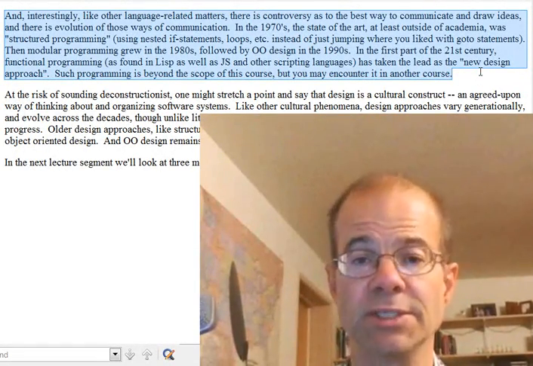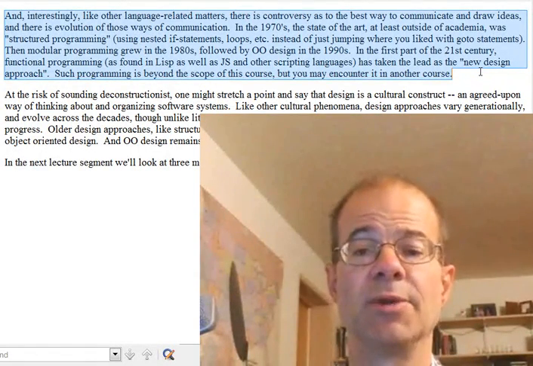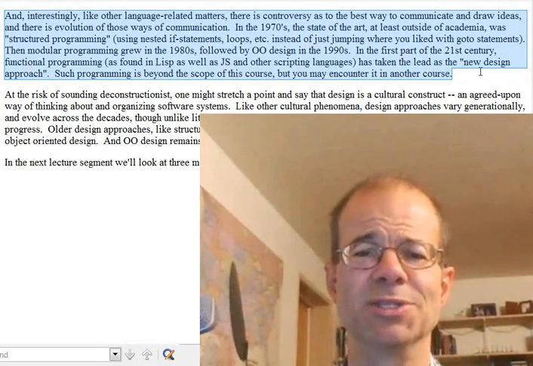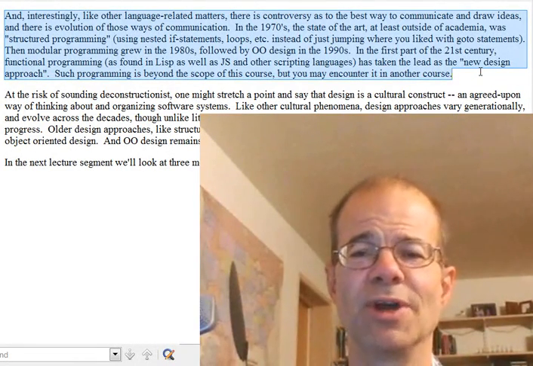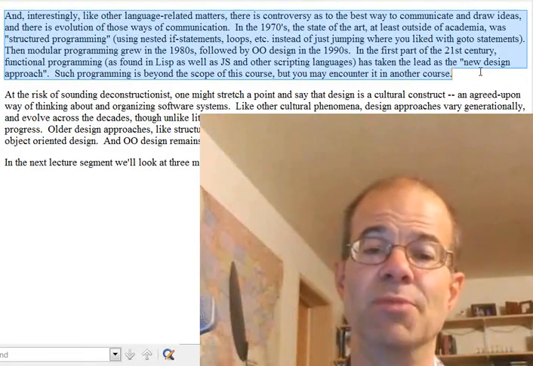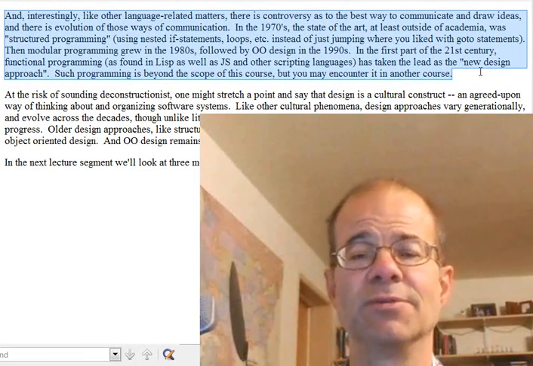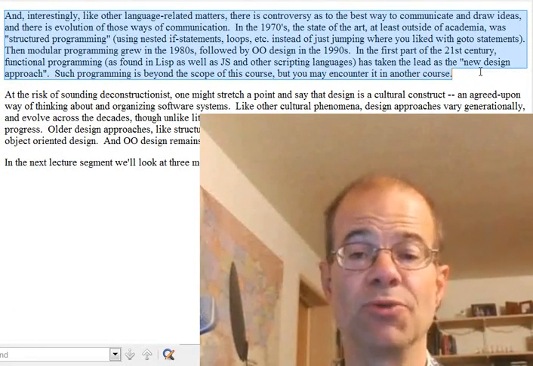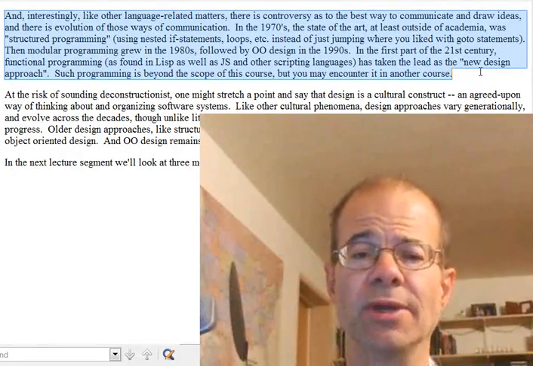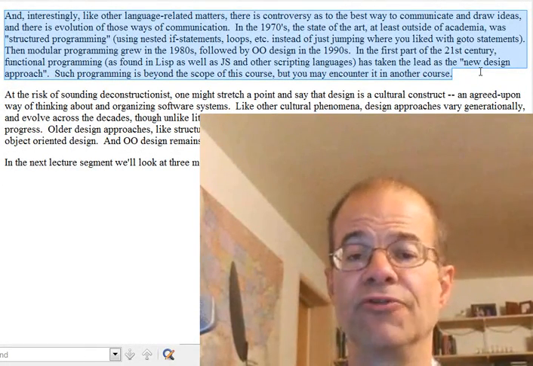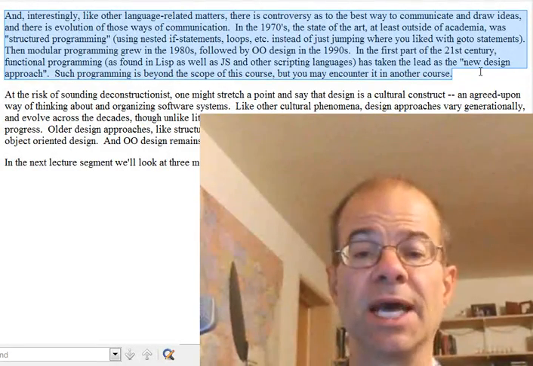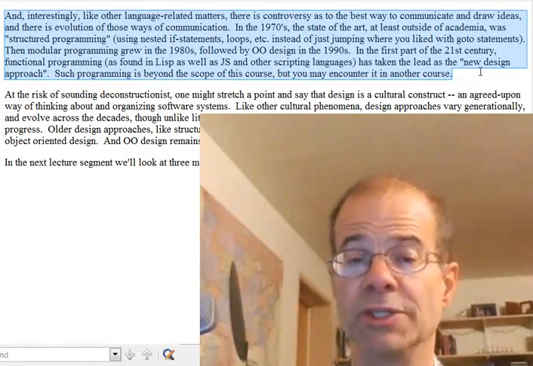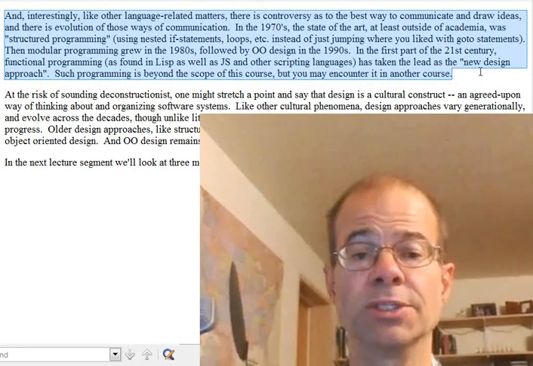In the 1970s, the state-of-the-art, at least outside academia, was structured programming. And that just means using nested if statements, loops, and so forth, instead of jumping wherever you like with go-to statements. And then modular programming grew in the 1980s, and then was followed by object-oriented design in the 1990s. In the first part of the 21st century, functional programming, as found in Lisp and in JavaScript and other scripting languages, has taken the lead as the new design approach. Such programming is beyond the scope of this course, but you may encounter it in another course.